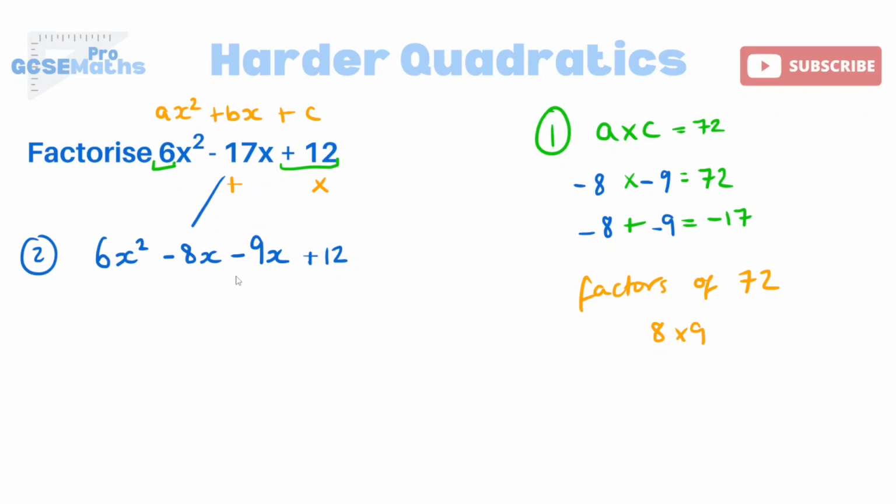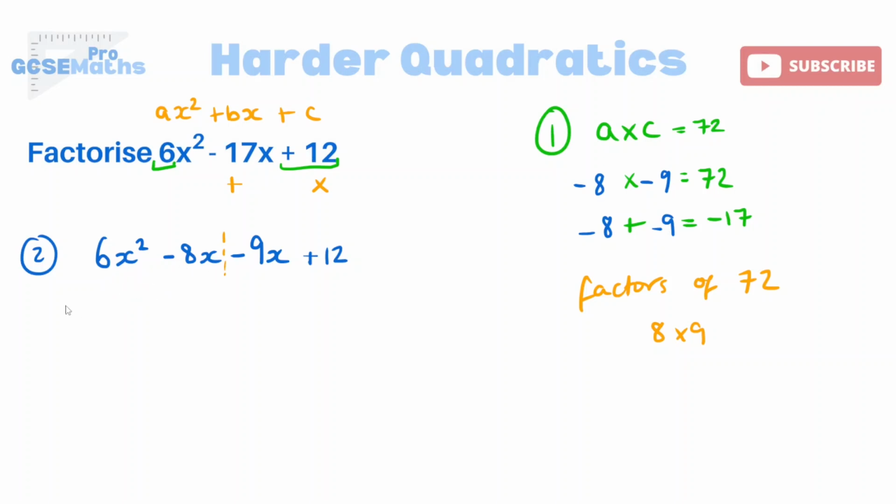What we're going to do now is factorise, but it's a lot easier because we're going to factorise into single brackets. So imagine there's a little line here. If you just look at the first two terms, how can we factorise that into single brackets? What is the highest common factor between 6x squared and 8x?